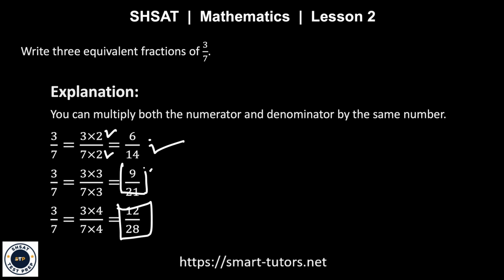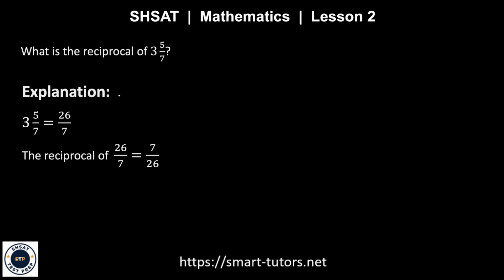You can either divide or multiply by the same number with top and bottom. Next, we'll learn how to find the reciprocal of a number. If you have a mixed number and want to make the reciprocal, you first have to make the mixed number into an improper fraction, and then you flip it. You can see here 3 and 5/7. If you make this mixed number into an improper fraction, 3 times 7 is 21 plus 5 is 26/7. If you want to find the reciprocal of that, you just flip it.